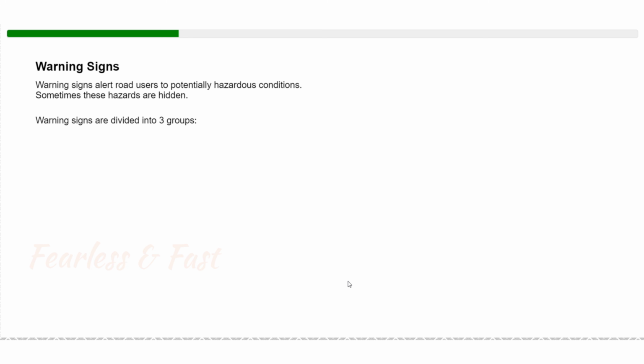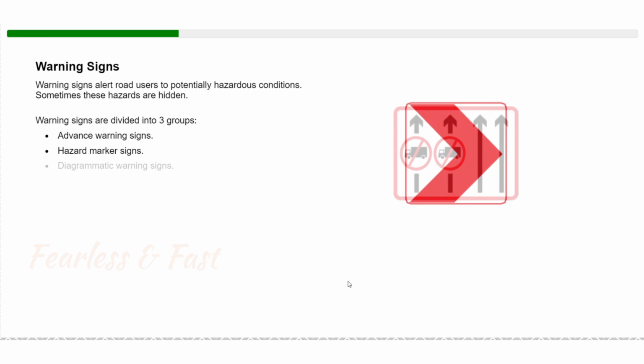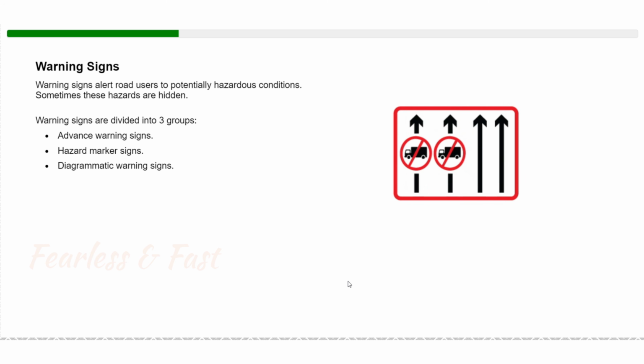Warning signs. Warning signs alert road users to potentially hazardous conditions. Sometimes these hazards are hidden. Warning signs are divided into 3 groups. Advance warning signs. Hazard marker signs. Diagrammatic warning signs.